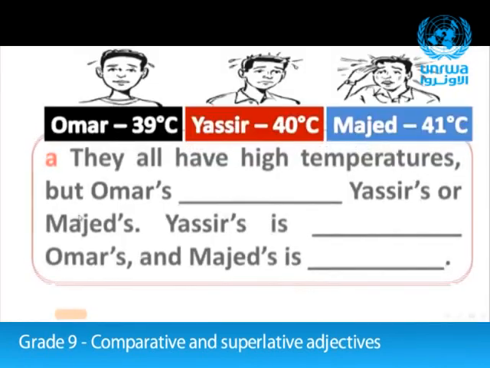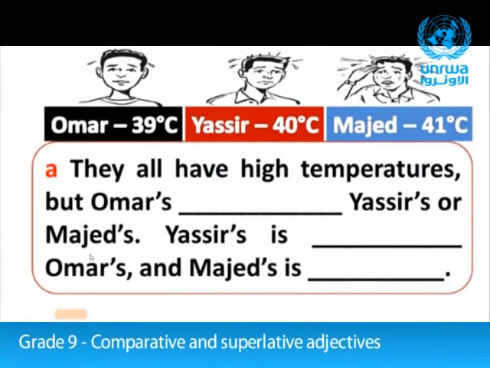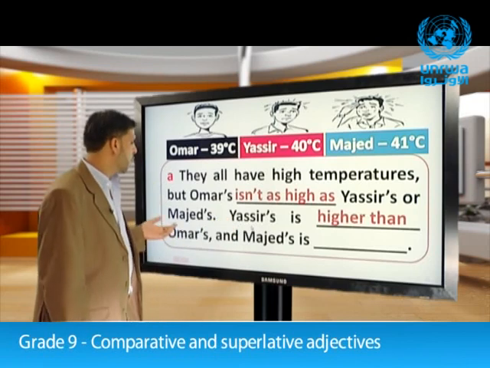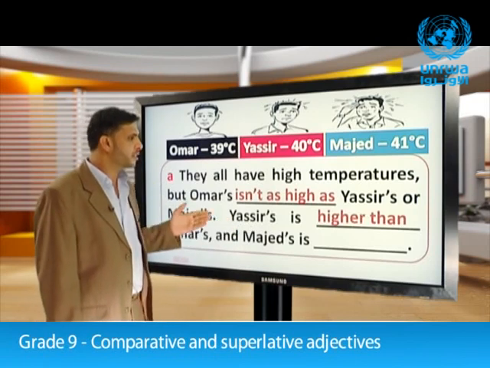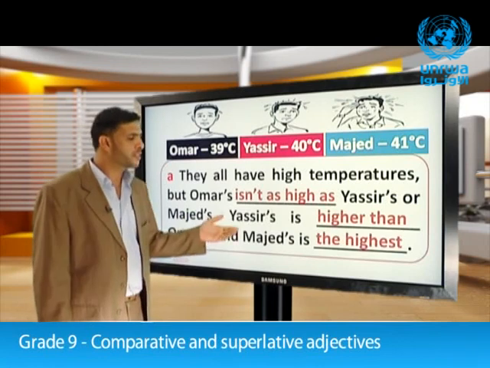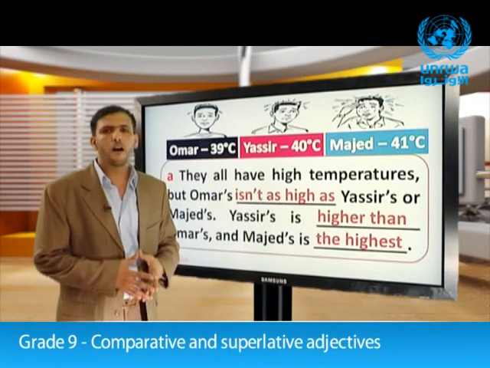Now let's complete this paragraph about them. They all have high temperatures, but Omar's, as you see, isn't as high as Yasser's or Majid's. Yasser's is higher than Omar's, and Majid's is the highest.